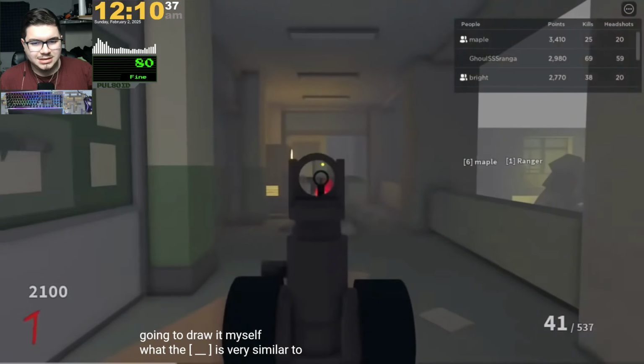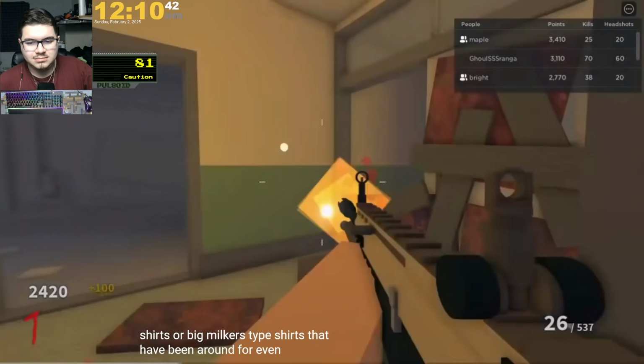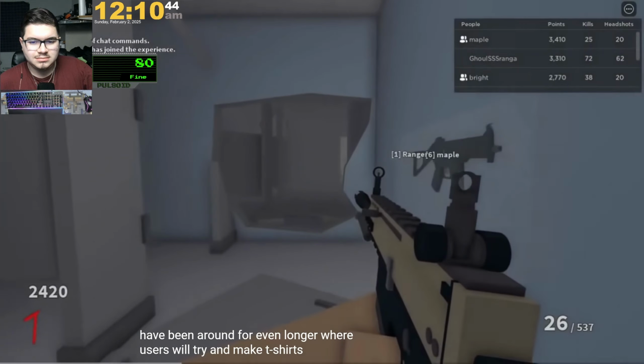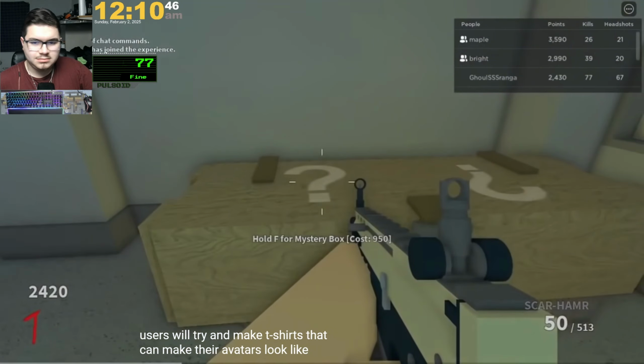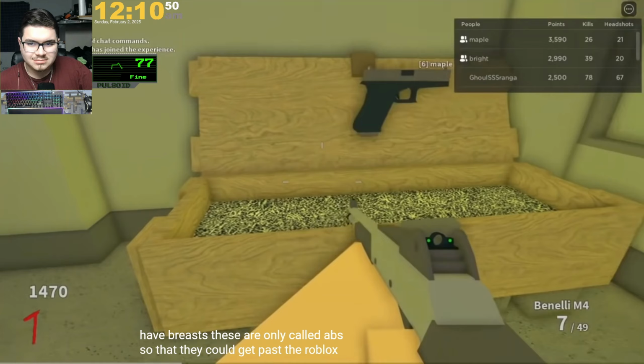What the heck? This is similar to abs shirts or big milkers type that have been around for even longer, where users will try and make t-shirts that can make their avatars look like they have breasts. These are only called abs so that they can get past the Roblox filter.